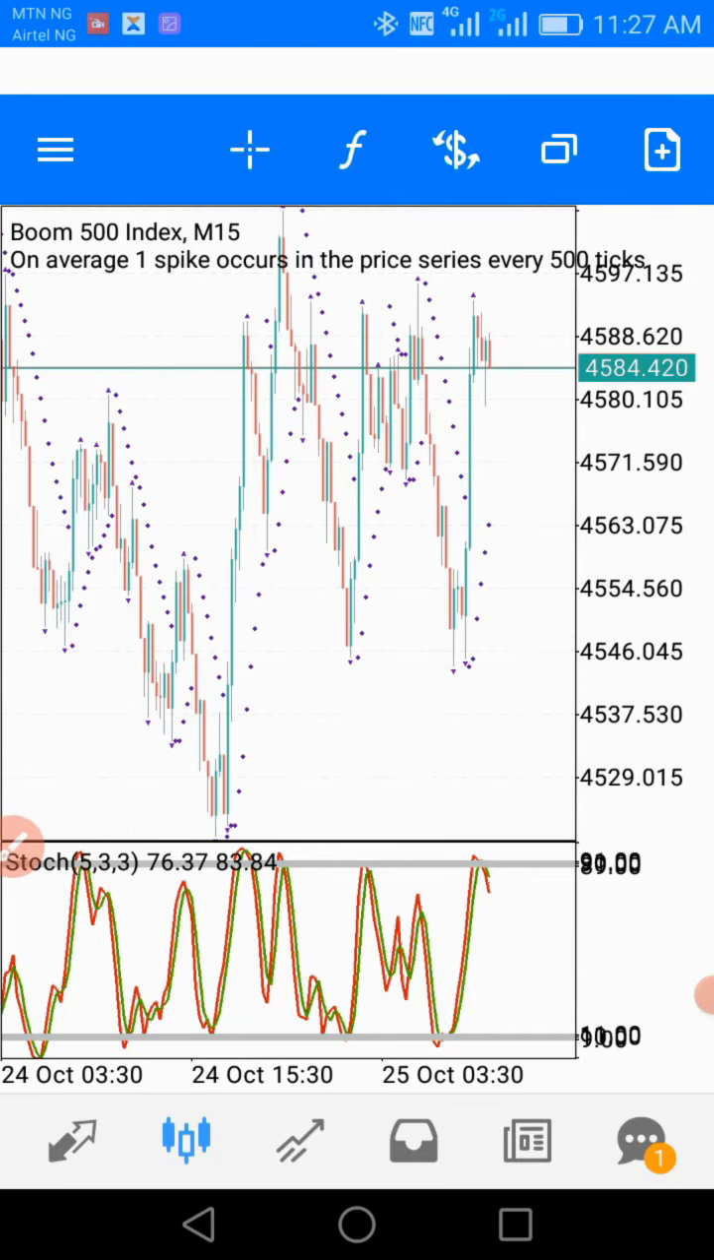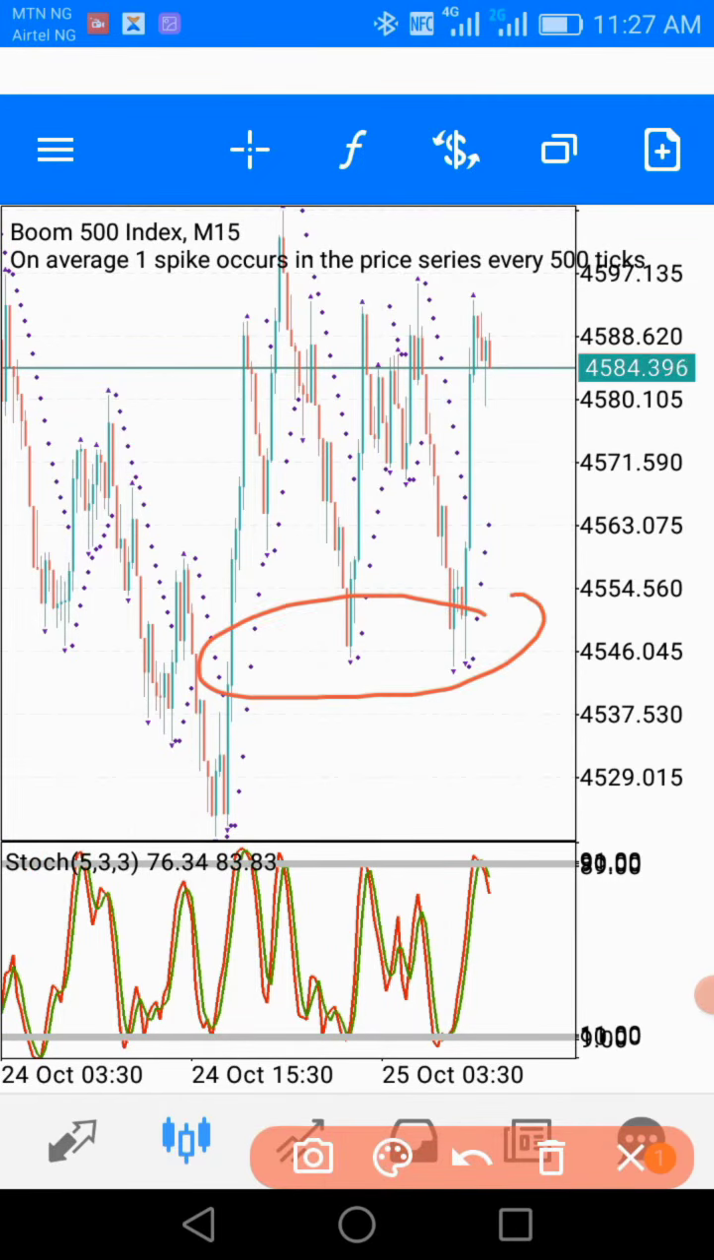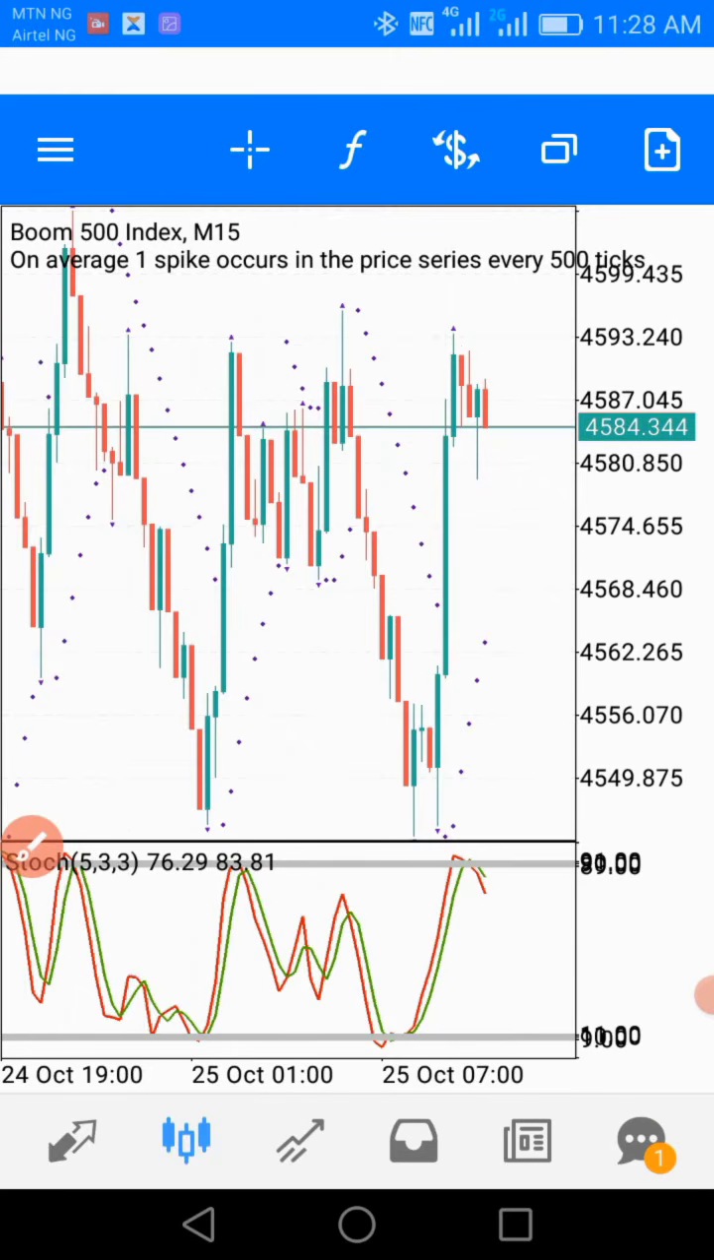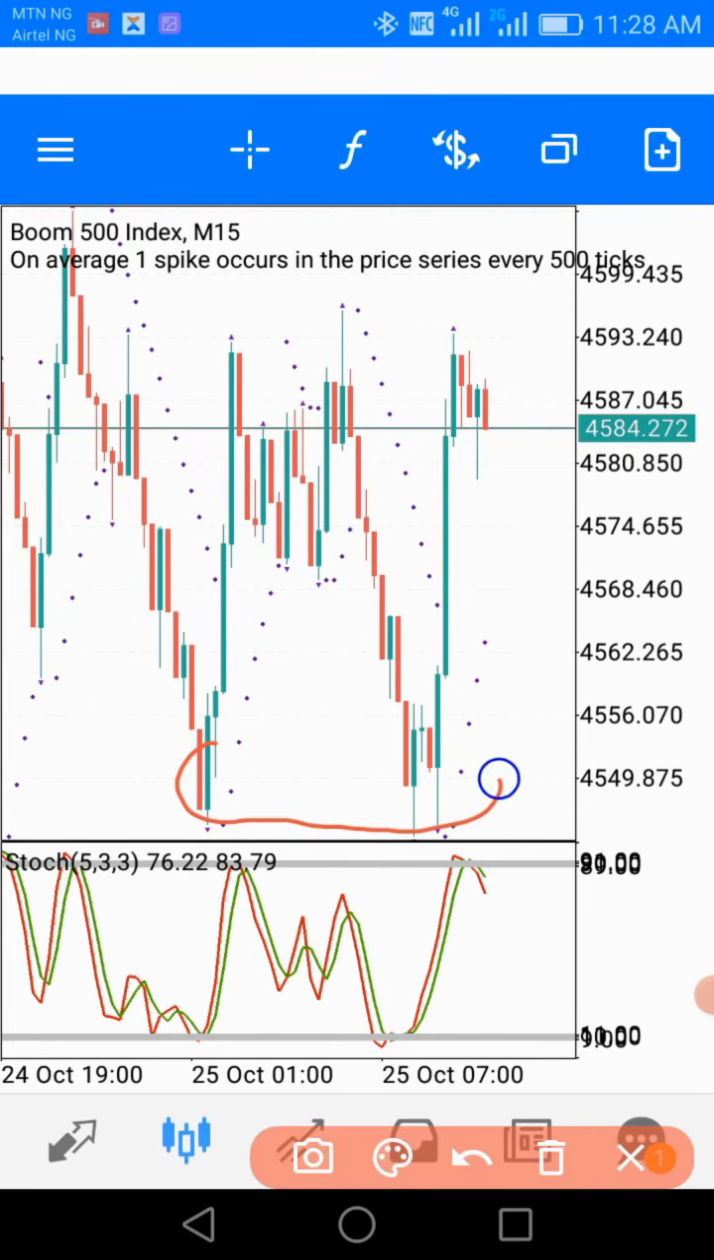Now, is this actually a verified support level? Yes, it is. When we zoom in to our normal zoom level we are using, which is zoom level 3, yes, look at it. Both the indicator and the price are at the oversold level. Look at the crossing and look at the boom.